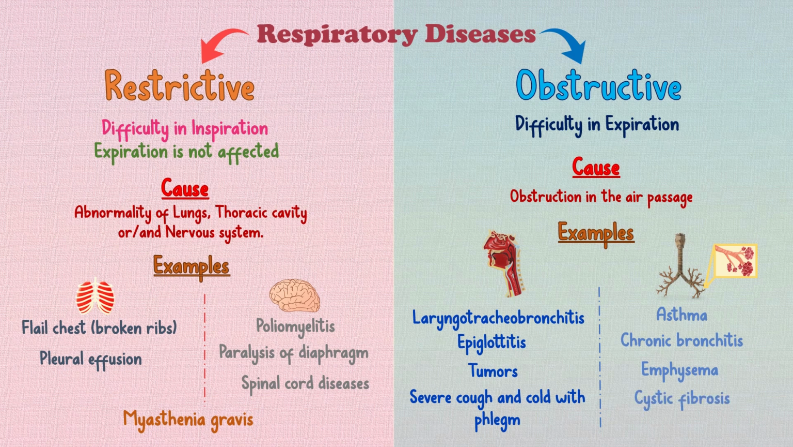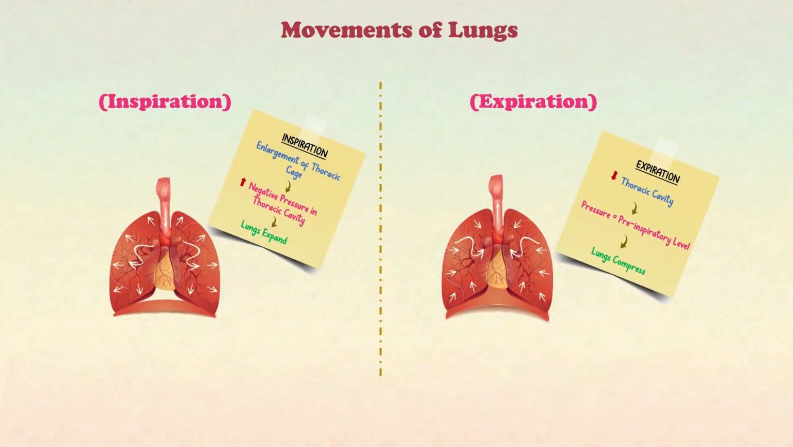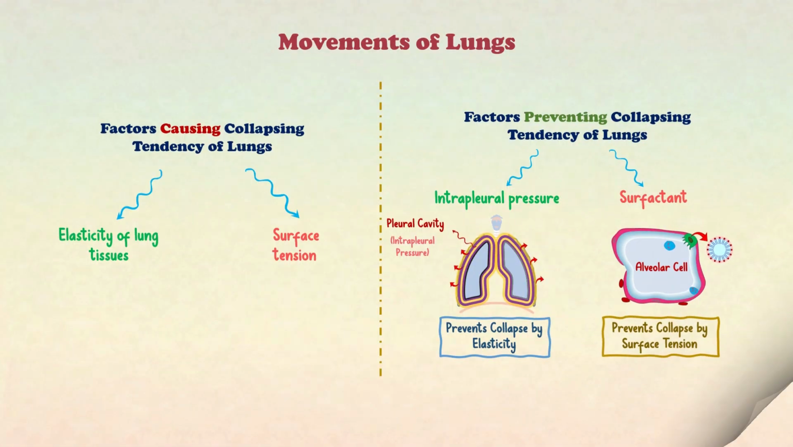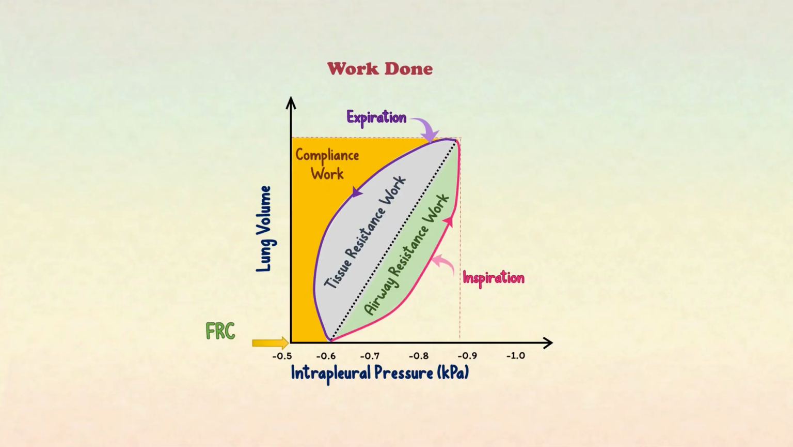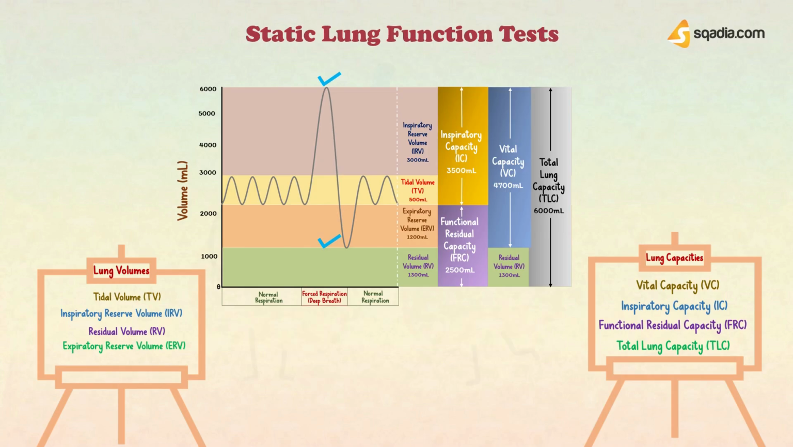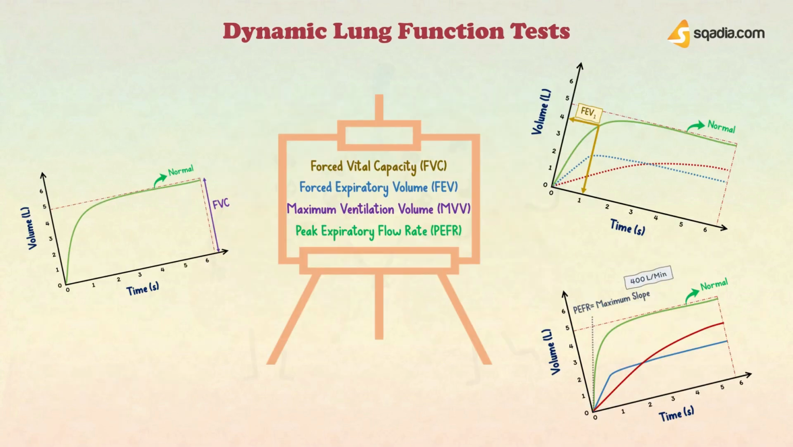So here we reach the end of the video, where we discussed the movement of lungs during inspiration and expiration, factors causing and preventing lung collapse, then lung compliance, work of breathing, and the assessment of lung function through static and dynamic lung function tests.